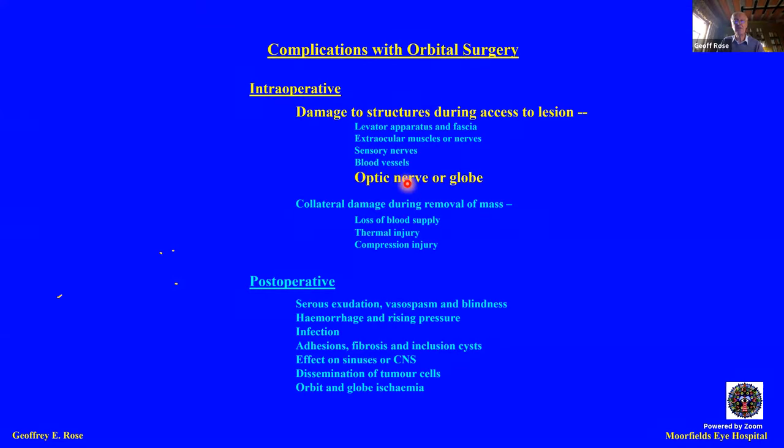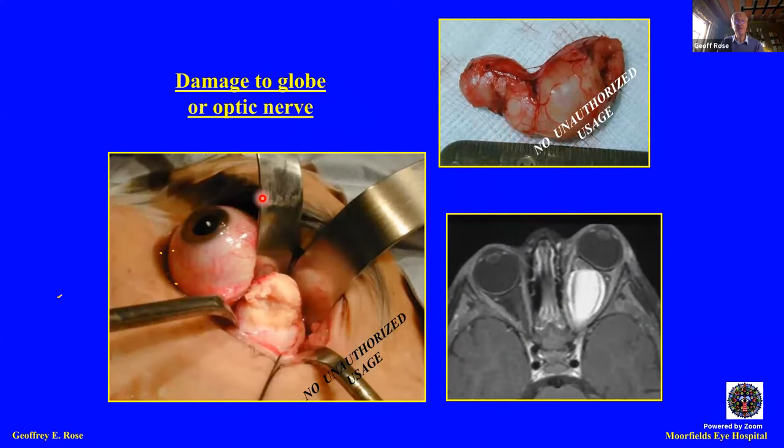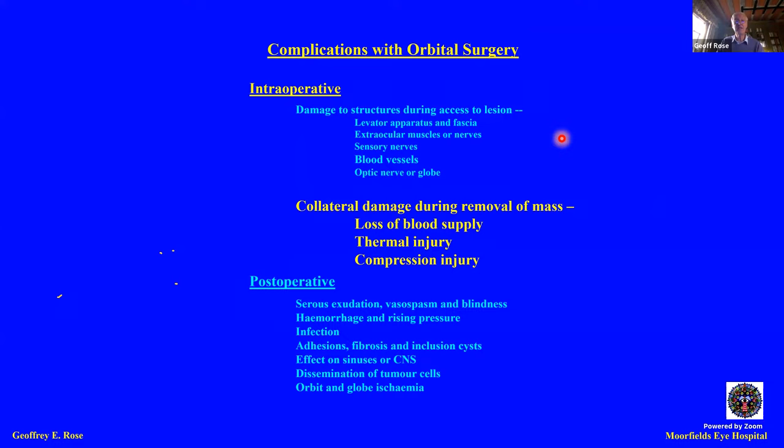Last of all, damage to the optic nerve or globe as you access. Obviously, if you're taking out the nerve, it may be significant, and you may damage the globe. So if you're doing something like transecting the optic nerve for a significant biopsy or a lesion within, you need to warn the patient of the risk of globe ischemia and the fact that they'll get an anesthetic cornea and so on. So that's damage on your way in to access the lesion.